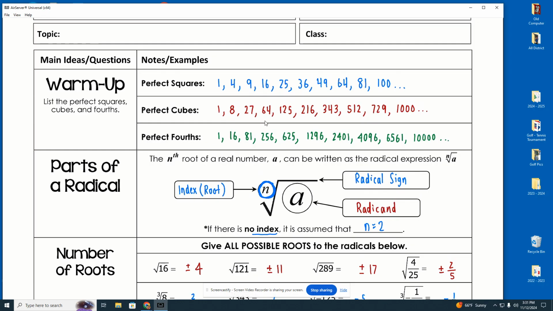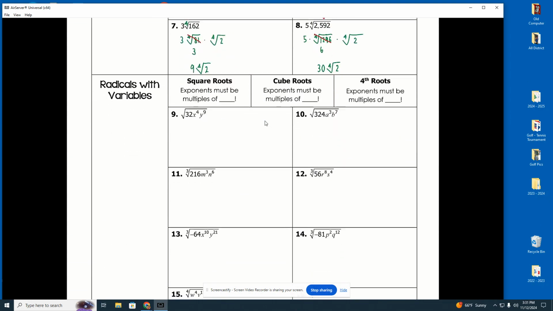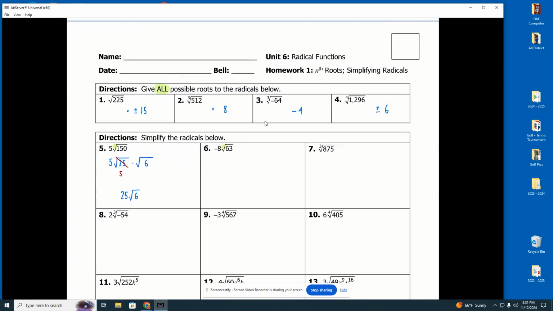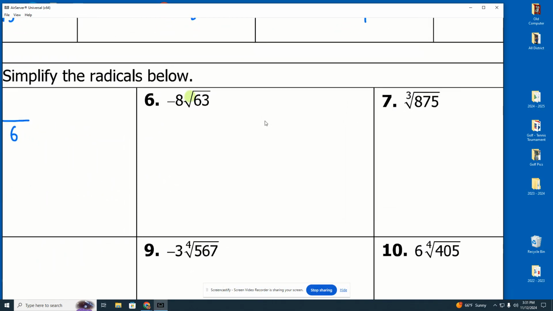63 will divide by 9. Okay, so let me go back up. 63 will break down using 9. So don't forget this negative 8, it stays outside. But we're breaking 63 down with 9 times 7. That's how it breaks down.